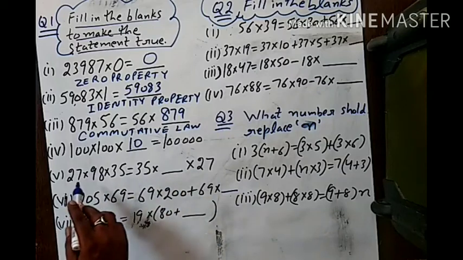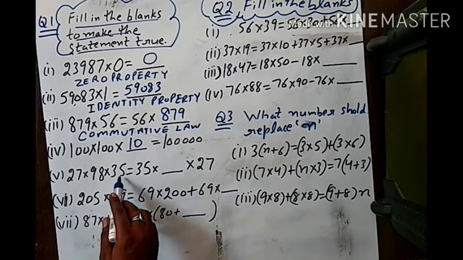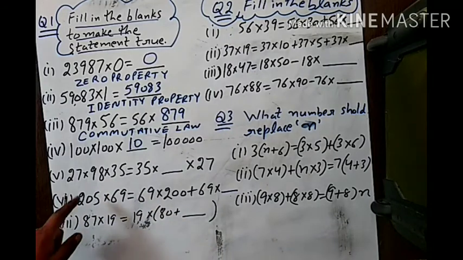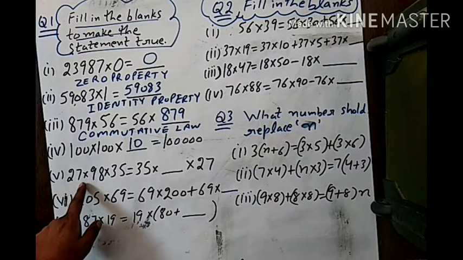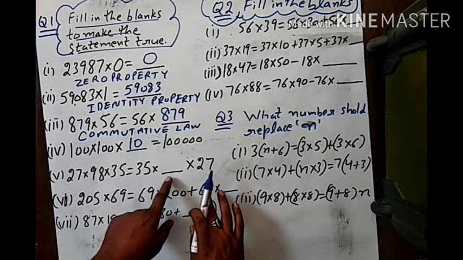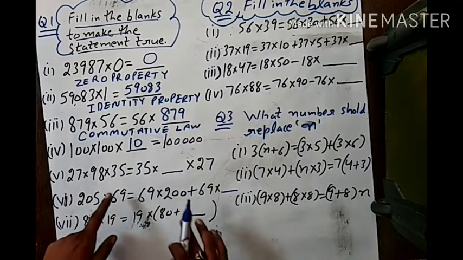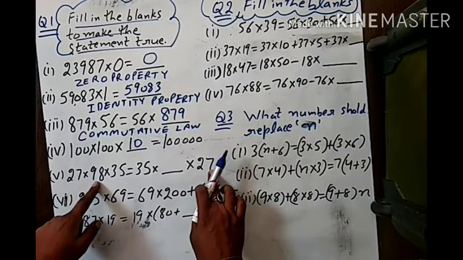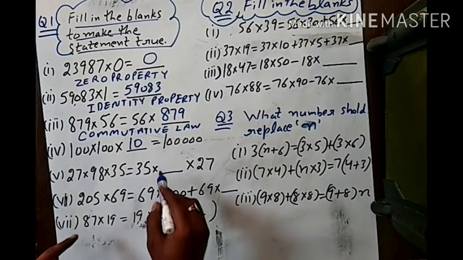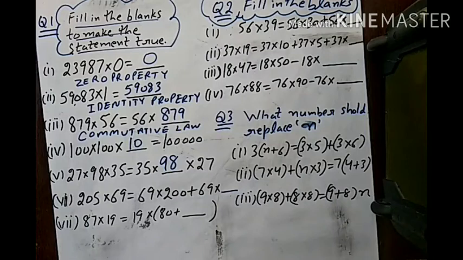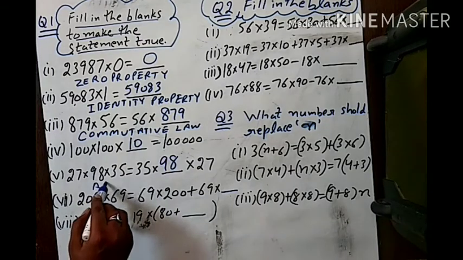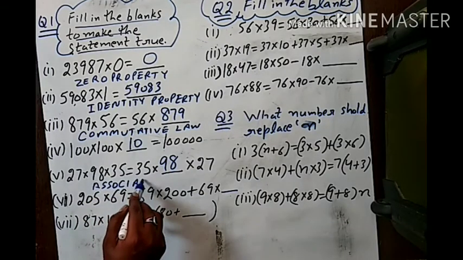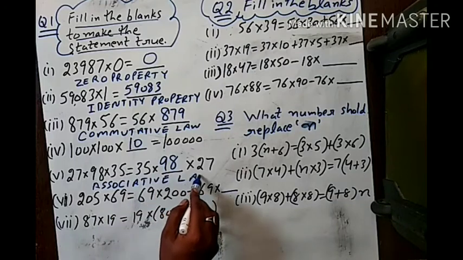Now this question is 2798 multiplied by 35, and here one term is missing. You will see 35 is there, 35 is there, 27 is there, 27 is there, then it is 98, and what is missing? That is 98. Clear? Now which rule is applicable here? We can say associative law is working.